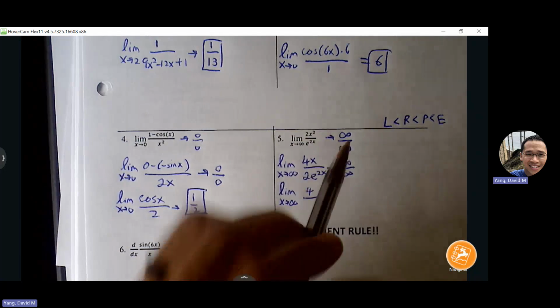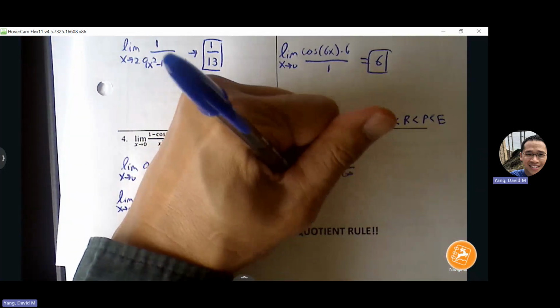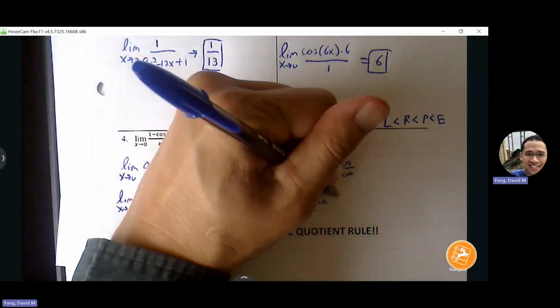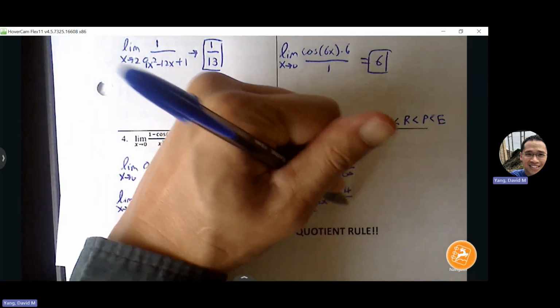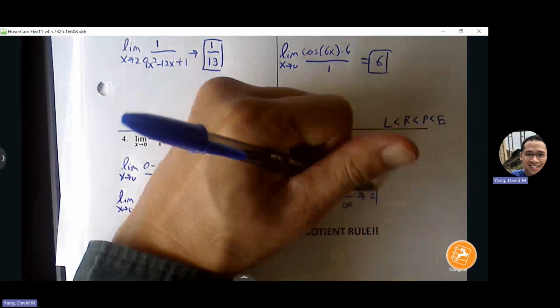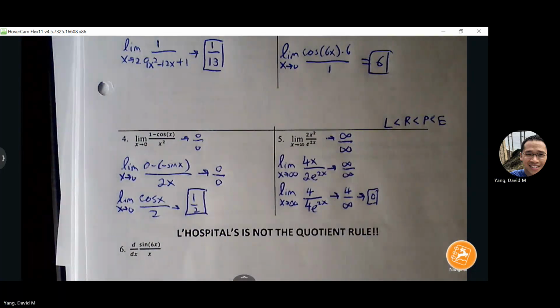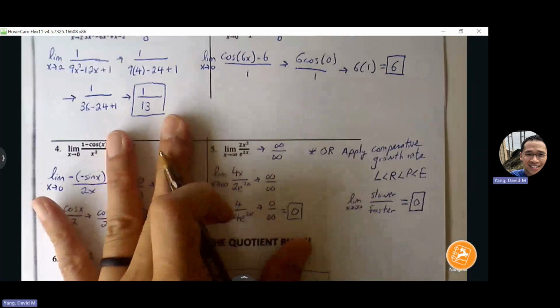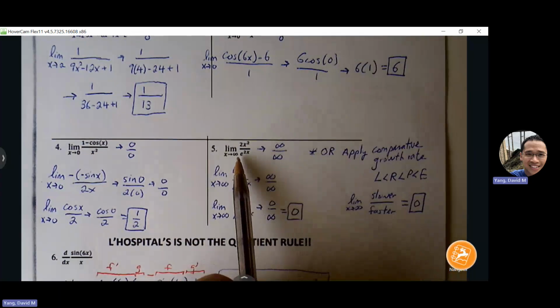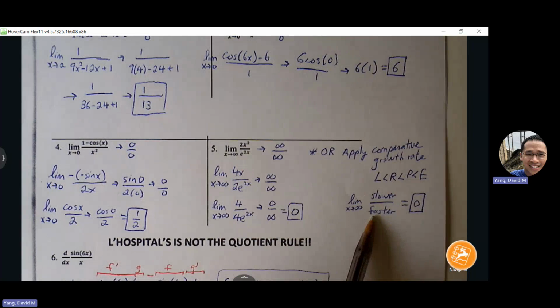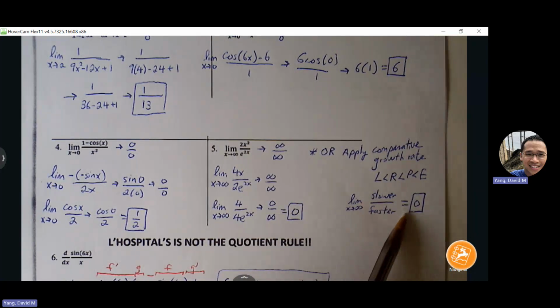Let's see, this one, I'll get 4e to the 2x, and now I'm getting 4 over infinity, and that's clearly going to be 0. But comparing the growth rates is faster if you can see that relationship, that if your denominator is growing at a faster rate than your numerator, then slower over faster will just get closer towards 0.